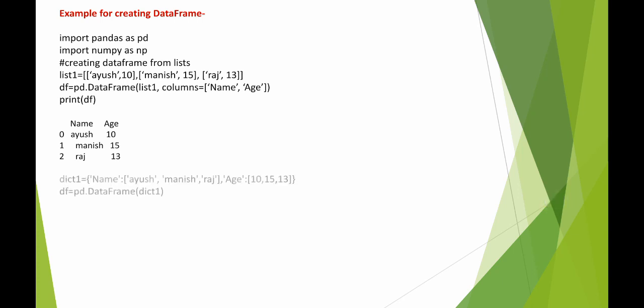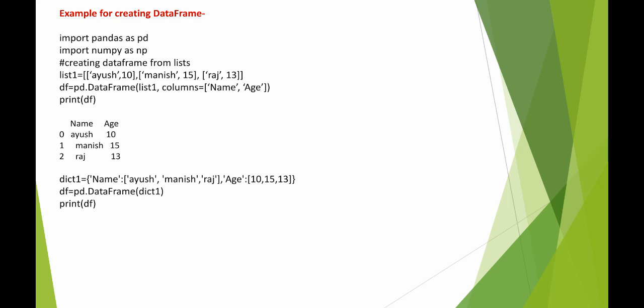Let's move further. Now dict1 = {'Name': ['Ayush', 'Manish', 'Raj'], 'Age': [10, 15, 13]}. Here you can see we are creating a dictionary. The keys are Name and Age, and the value lists are Ayush, Manish, Raj and 10, 15 and 13. Now we are going to pass this dictionary dict1 in the form of a data frame. Here df is again the data frame object, and we are creating it by pd.DataFrame(dict1). Now what will happen? Let's see.